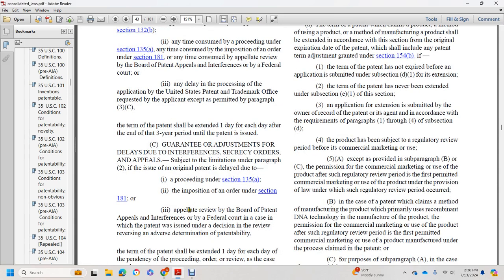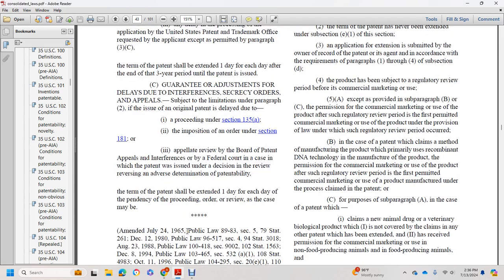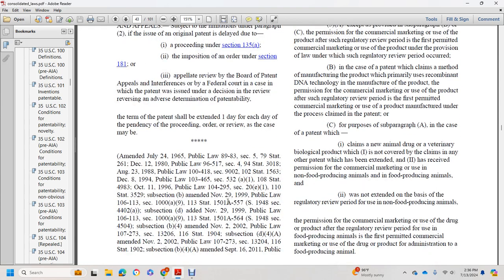3. Appeal to review the Patent Board, appeal review in federal court, in case of which the patent was issued, the adverse determination of the patent. The term of the patent shall be extended 1 day for each day of the pendency of the proceeding, other further order of review in case maybe.